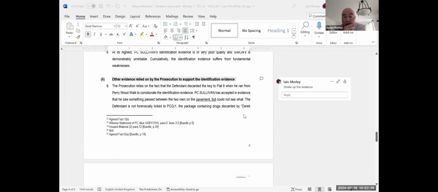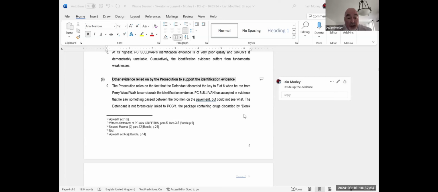And now we go on to some other material. We divide up the evidence into other sections. Other evidence relied on by the prosecution to support the identification evidence. The prosecutor relies on the fact that the defendant discarded the key to Flat 6 when he ran from Perrywood Walk to corroborate the identification evidence.